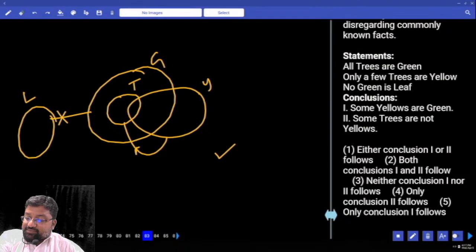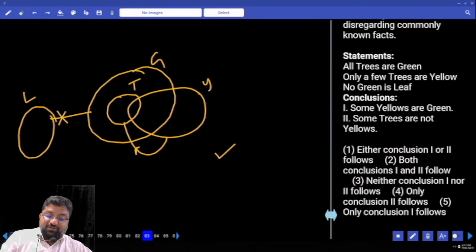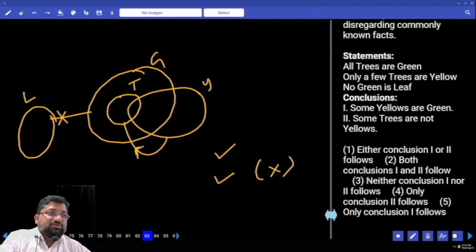Next. Some trees are not yellows. Yes, definitely. Some trees are not yellows is right. What is the complementary? All trees are yellows. Can I take trees inside yellows? No. Arrow mark problem. Only yellow can go inside tree, but tree cannot go inside yellow. When this is wrong, this is right. What's my answer? Both 1 and 2. Clear?